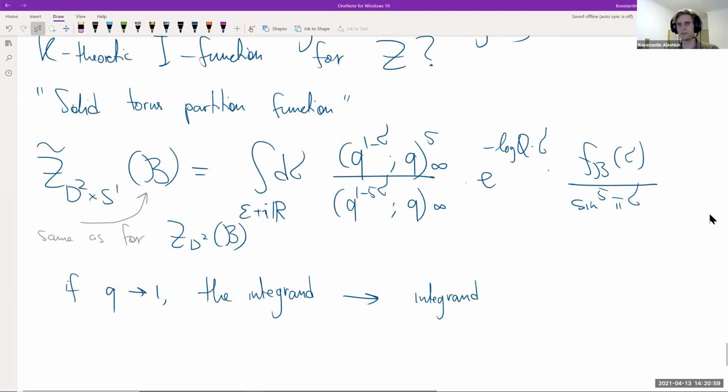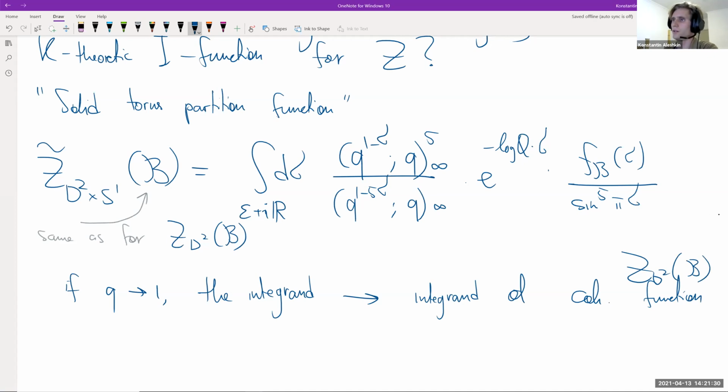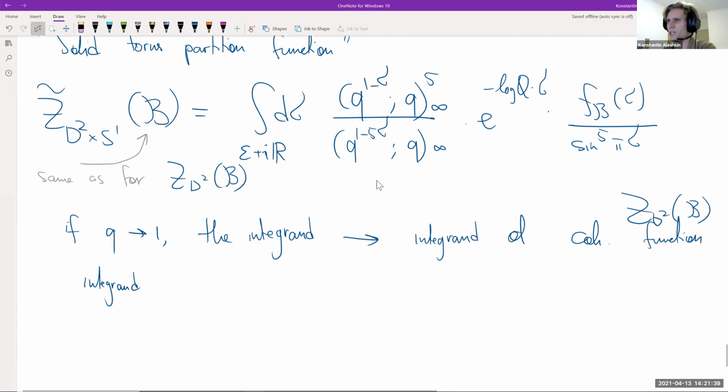What I wanted to do originally was to replace everything with some kind of elliptic functions, and this brane factor with elliptic brane factors, but then I failed. At the end, I had to preserve some trigonometric entities, like this sine and this brane factor, from the integrand of the cohomological function. So this integrand of ZD2B can be written using q-gamma functions. There are several notations for them, but let me.